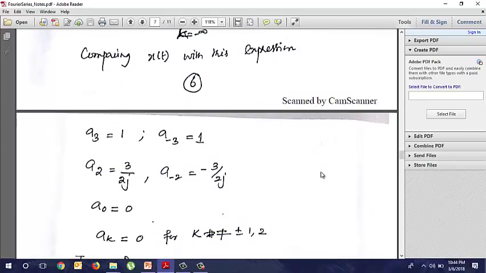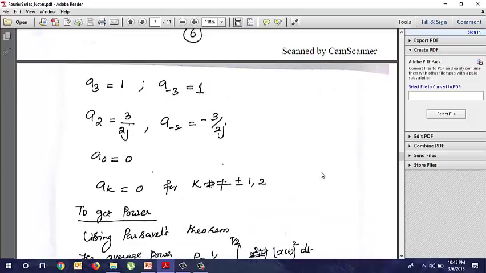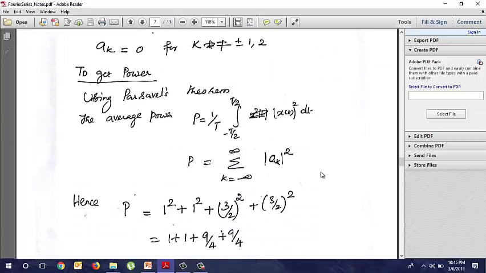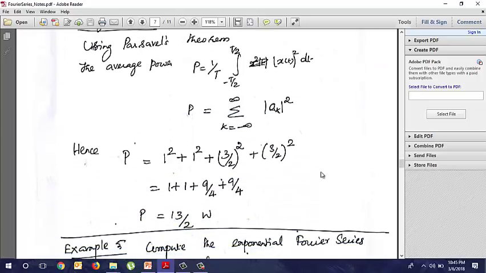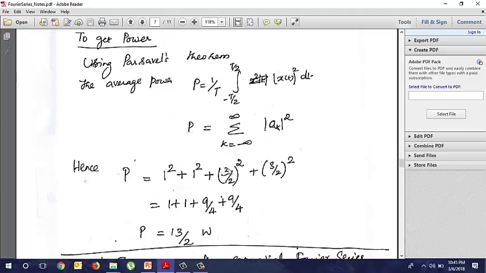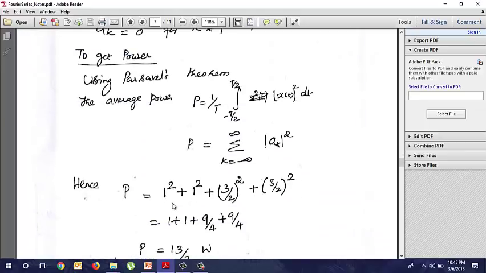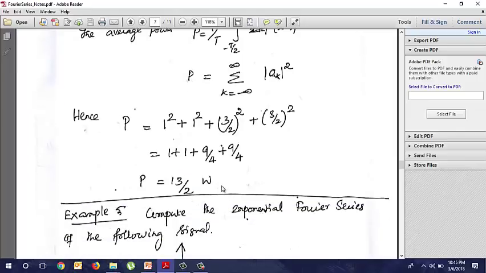Finally, what I want to tell you is that after finding the coefficients, to get the power you have to use Parseval's theorem. Parseval's theorem says that the power can be obtained by summing the squares of the Fourier series coefficients. Very simple. So summation k equal to minus infinity to plus infinity of mod of ak the whole square will give you the power. You have 5 coefficients here, and you just square them and add them, and you will get the power. So simple to get the power.